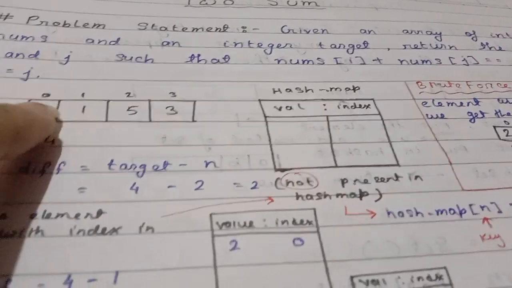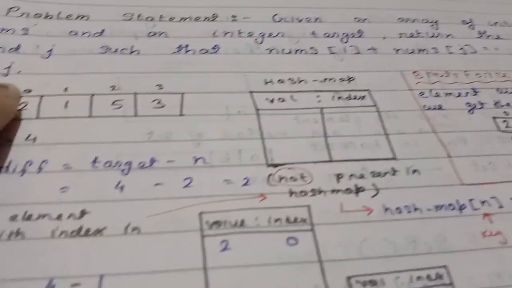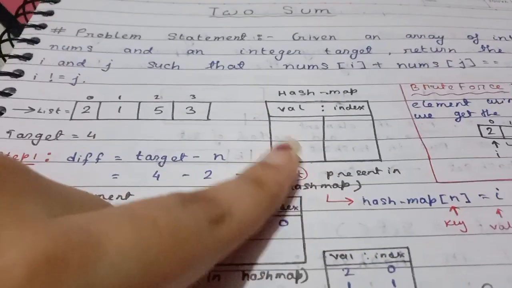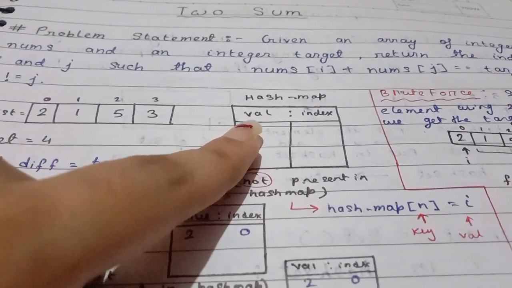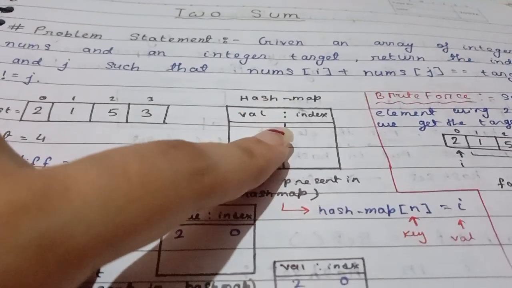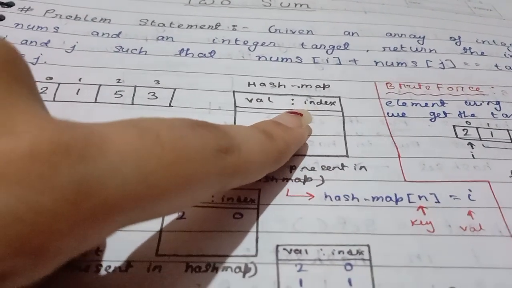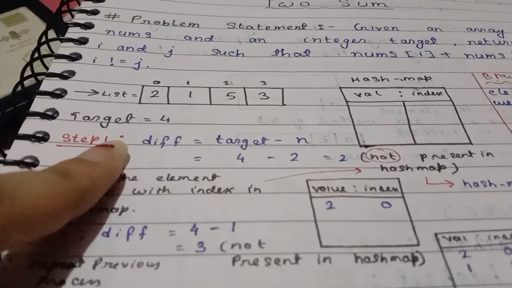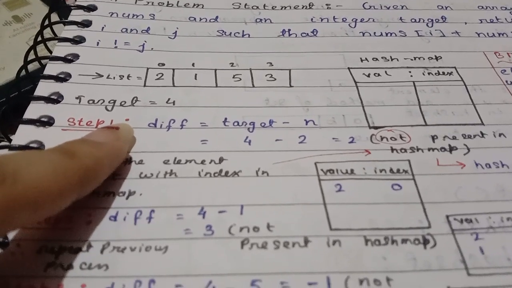So the 2 will be the key and 0 will be the value, and that we are going to put here. Yes, the key is the element of the array, and the value part of the hash map will be the index of that element of the array. So this is the thing. Now comes the main concept, how we are going to solve this.